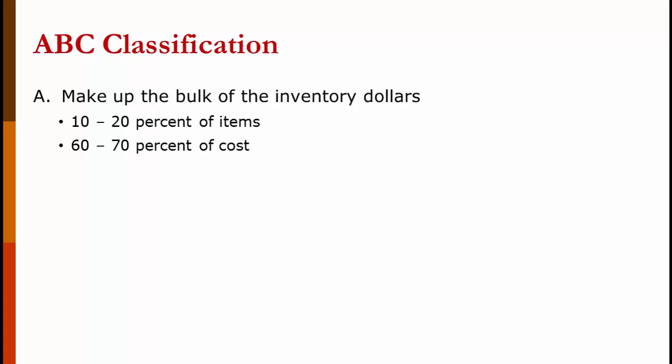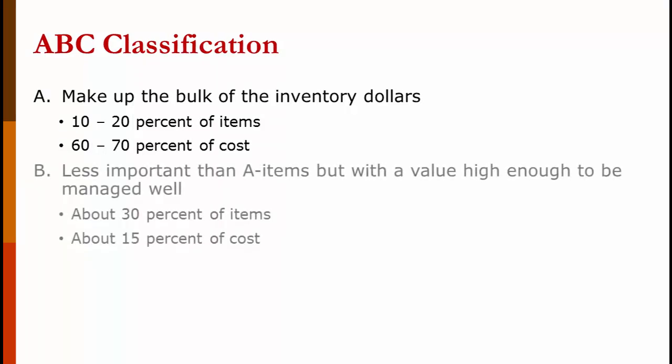We've talked about several different ways to classify inventory. Let's talk about another one. This is an ABC classification. A items make up the bulk of your inventory dollars. Not the number of items, but the bulk of the dollars. It's usually 10 to 20% of the count of the items, but 60 to 70% of the dollars that you have tied up in inventory. So if you're Ford Motor Company, these are cars, trucks, and vans.